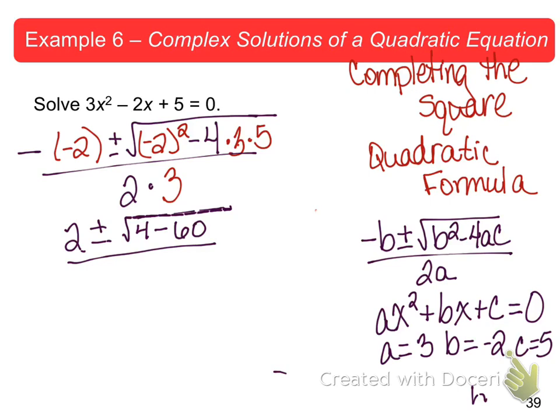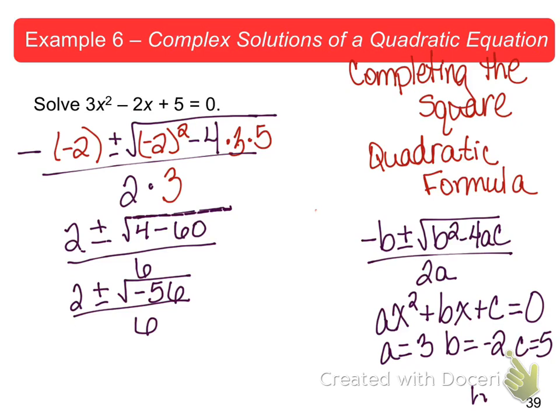Okay, good. So I have 2 plus or minus the square root of 4 minus 60. So 2 plus or minus the square root of negative 56 over 6. Don't stop. This is where students want to stop. You're not done. The first thing that I hope you'll do is take out your i. We've got a negative 56 in there. So that's the first thing I'm going to do.